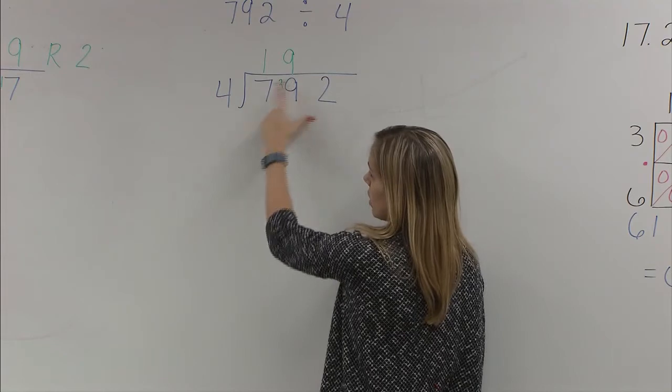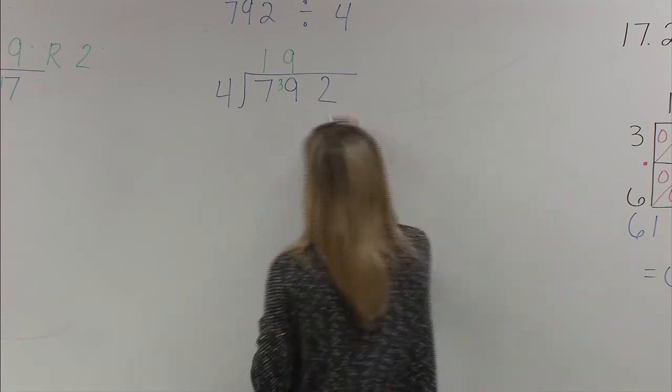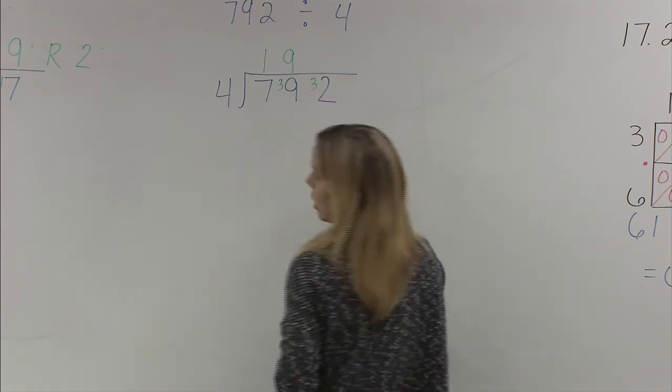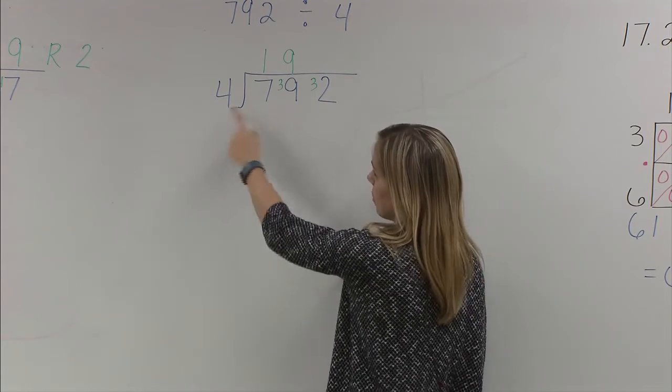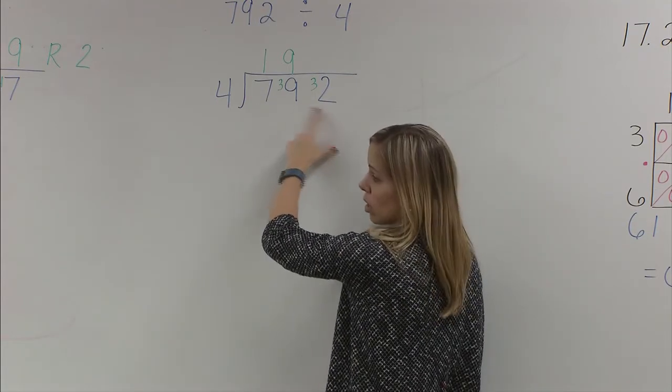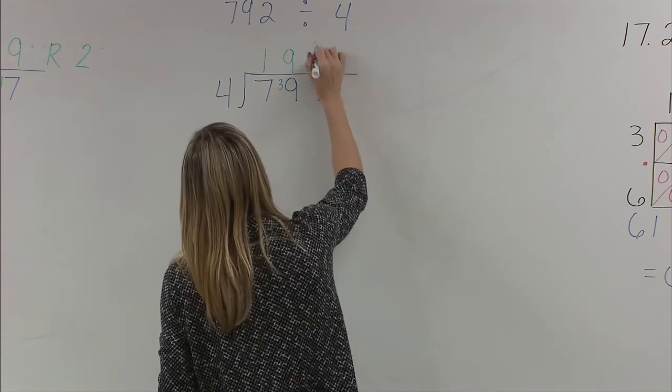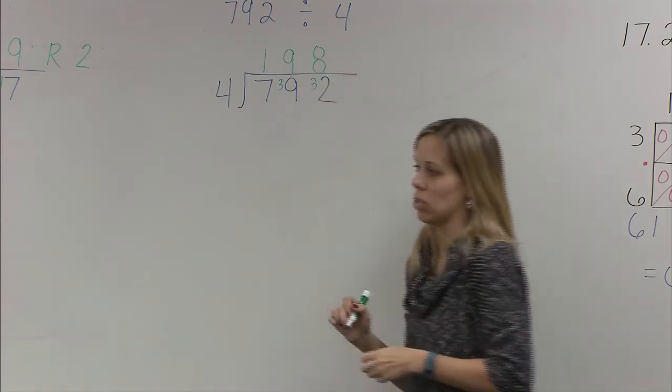And so 9 times 4 is 36. That would leave me with 3. So I carry that 3 over to the next column. And then I would look at this as 32. How many times can 4 go into 32? That goes in 8 times. So my answer is 198.